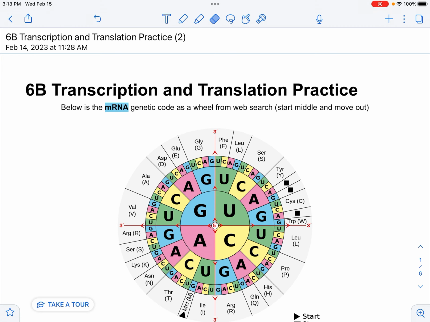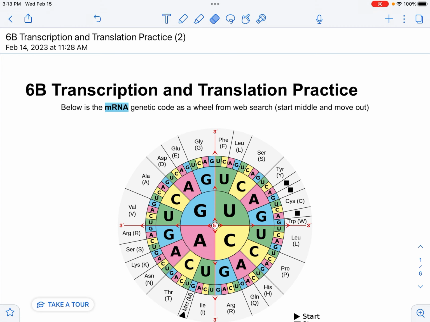So pause the video for a moment, make sure that you're able to do this. Go ahead and fill out the rest of this. I'm going to fill it out right now, though. 3'. So that is our transcription of a DNA template strand into mRNA.